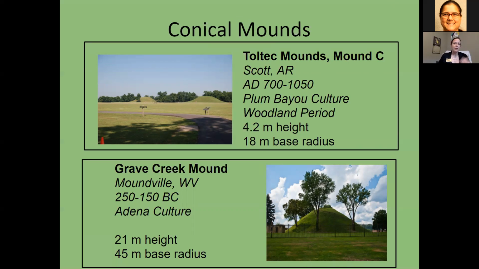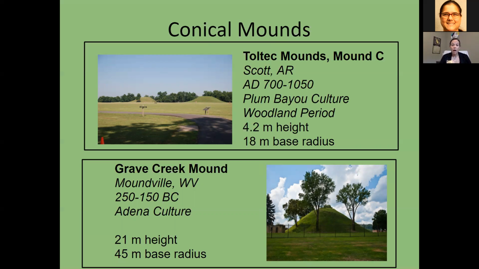mounds. And we have two conical mounds that we pictured here. We're going to focus actually on Mound C at Toltec Mounds, which is in Scott, Arkansas. Dates to 700 to 1050 AD and belongs to the Plum Bayou culture, which is part of the woodland period, the period that immediately precedes the Mississippian time. It's about 4.2 meters tall and has an 18-meter radius of its base.